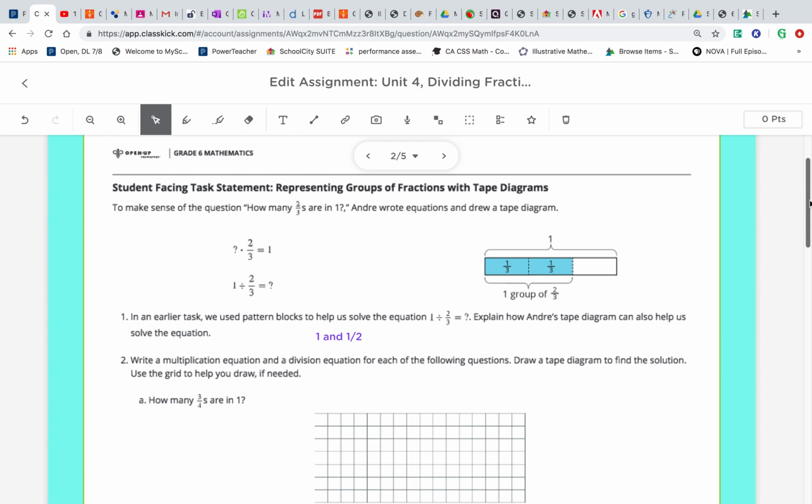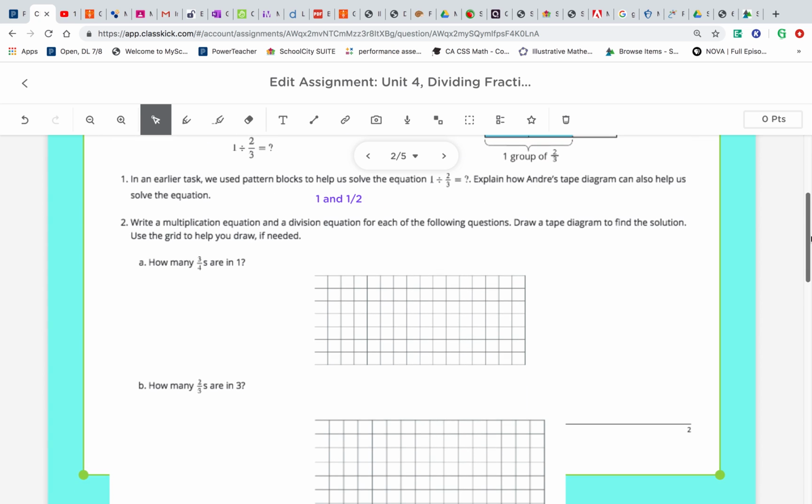All right, for number 2, write a multiplication equation and a division equation for each of the following questions. Draw a tape diagram to find the solution. And you can use the grid to help you if you'd like. I think I'm going to use the grid just to show you guys. So, all right, let's start with the equations.